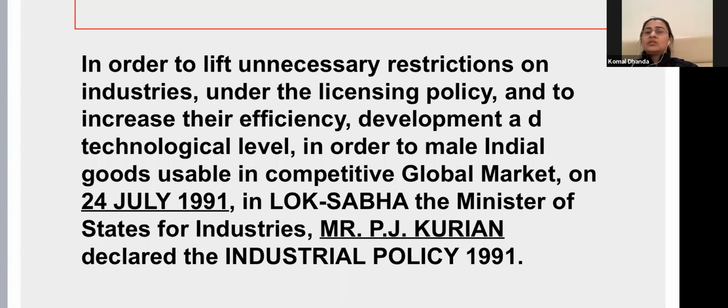This was a kind of curtain raiser because there were many restrictions going on in the industry at that time. Under that licensing policy, till 1991, the Indian economy was considered a closed economy. After this policy, it got converted into an open economy.